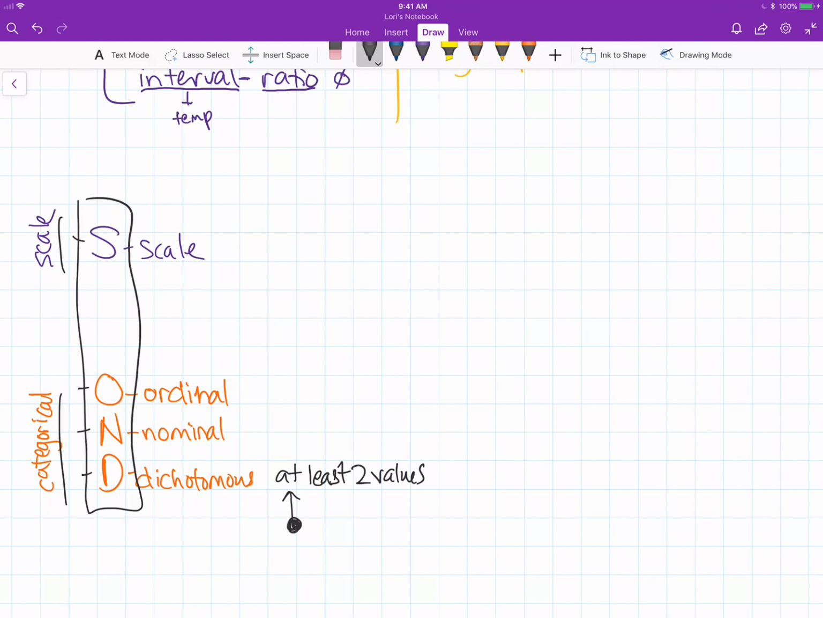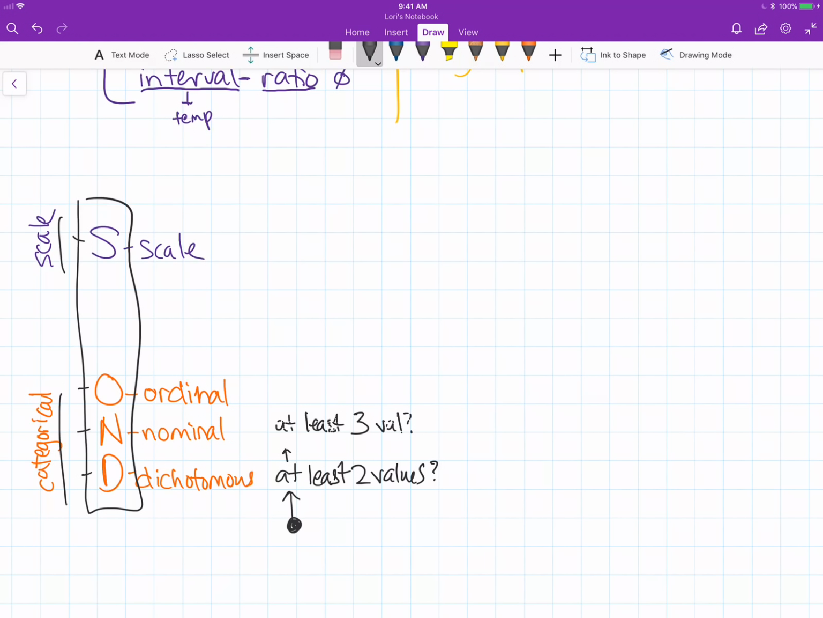So as soon as you answer yes to that question, are there at least two values? You can say, oh, well, it's at least dichotomous. And so then I move up to my next question. Are there at least three values?